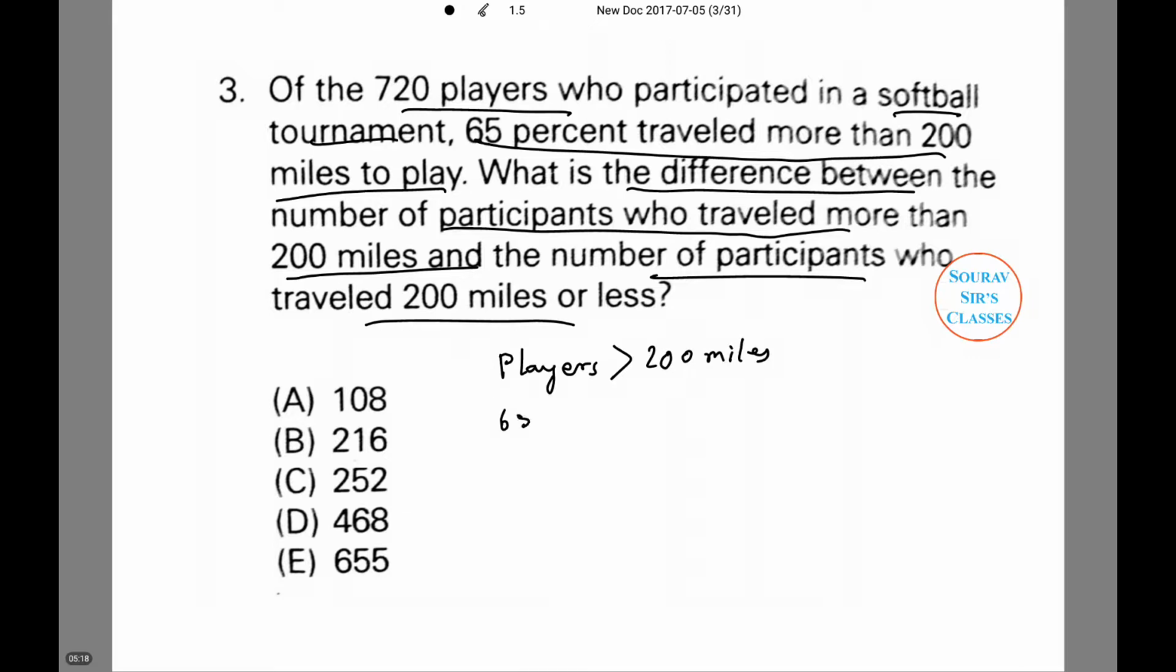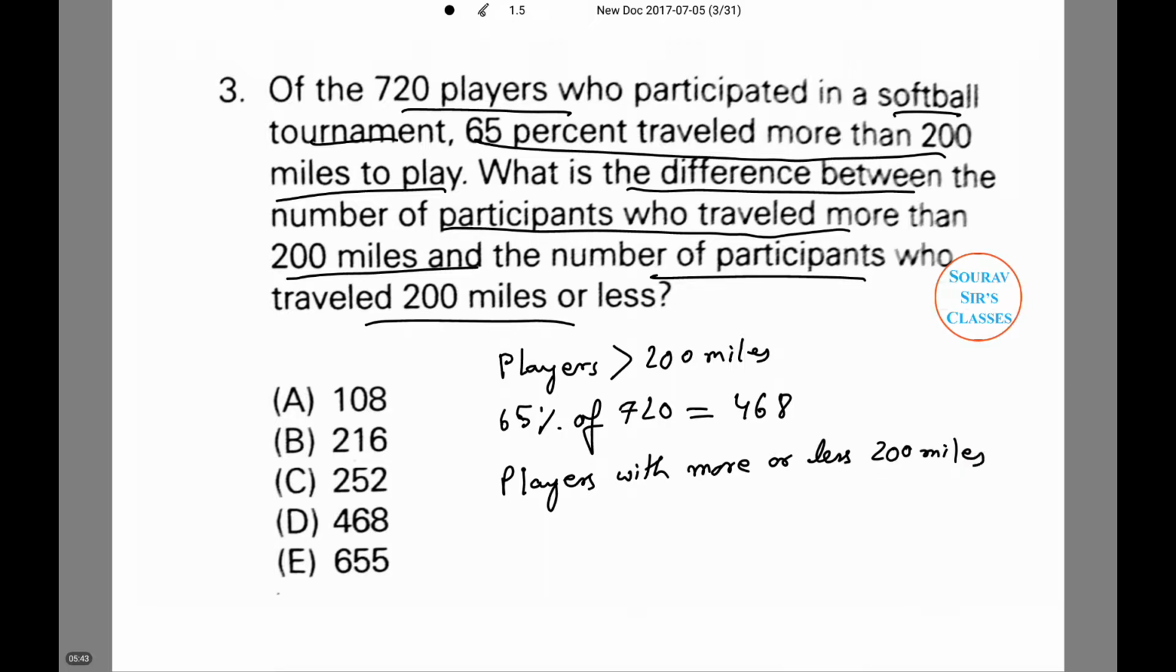That is 65% of 720, which is nothing but 468. The number of players who travel 200 miles or less equals 720 minus 468, which is 252.